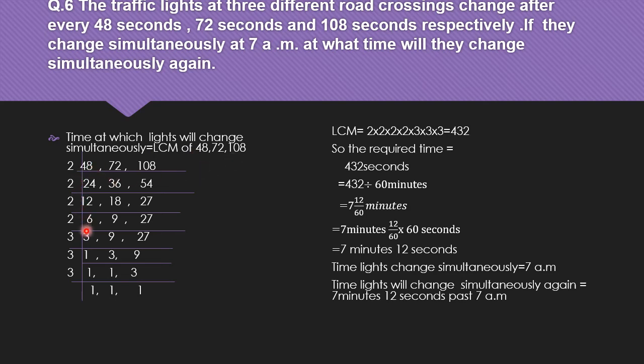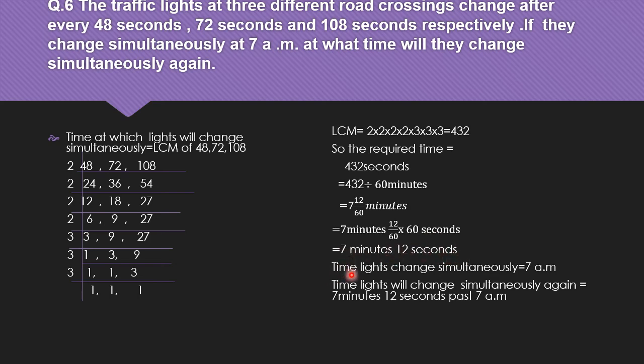So find the LCM of 48, 72 and 108 using the division method. We will get the LCM equal to 432. So the required time is equal to 432 seconds. Now to convert seconds into minutes, divide 432 by 60. 432 divided by 60 is 7 and 12 upon 60 minutes. That is equal to 7 minutes and 12 upon 60 multiplied by 60 seconds. That is 7 minutes 12 seconds.